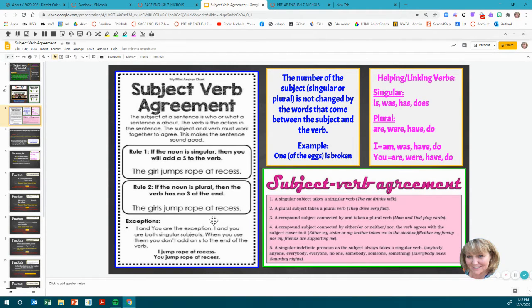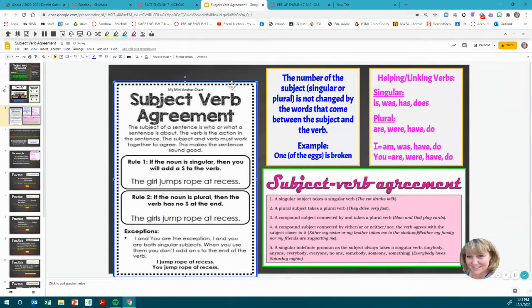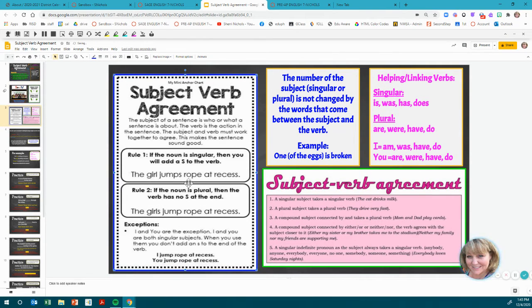Now, rule number 1, if the noun is singular, then you will add an S to the verb. The girl jumps rope at recess. Now, we have the subject girl and the verb jumps, so you add an S to it. Rule number 2, if the noun is plural, we're talking about 2 or more girls, we say the girls jump rope at recess. There's no S at the end.